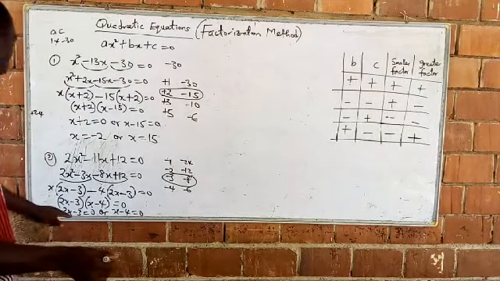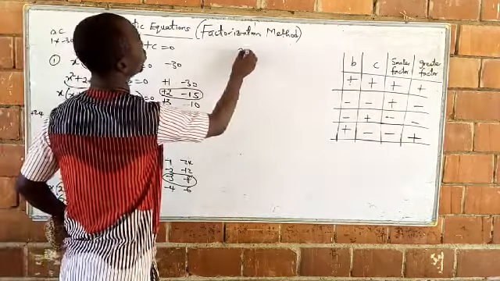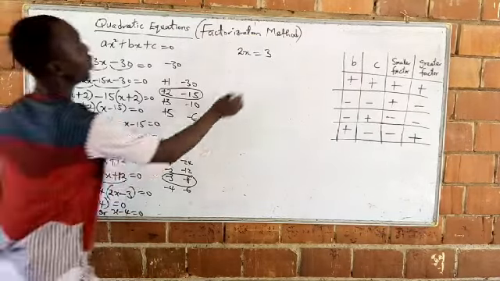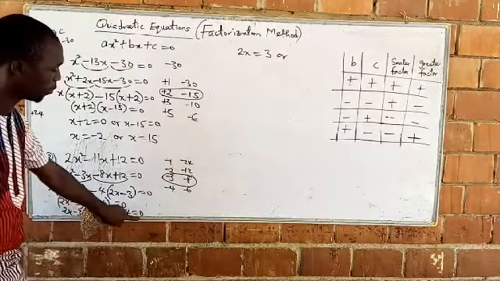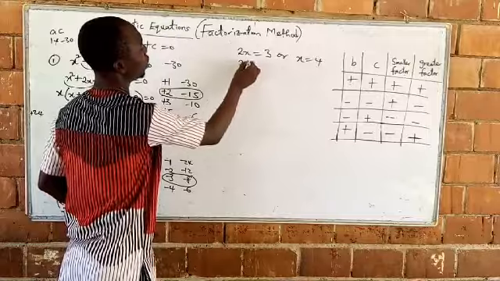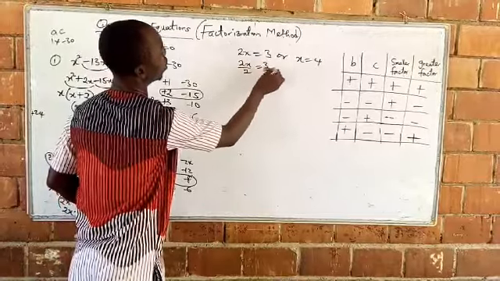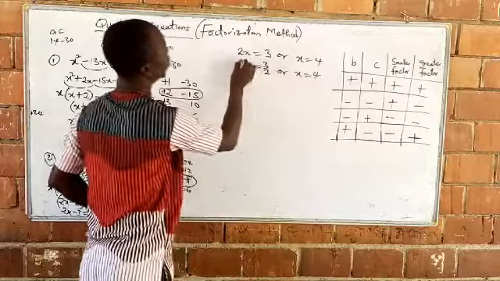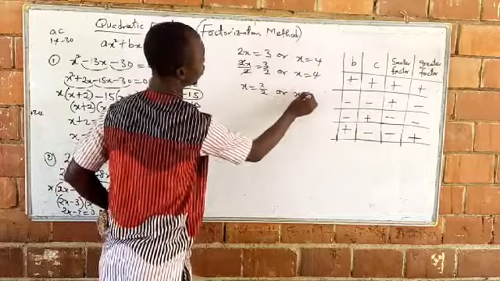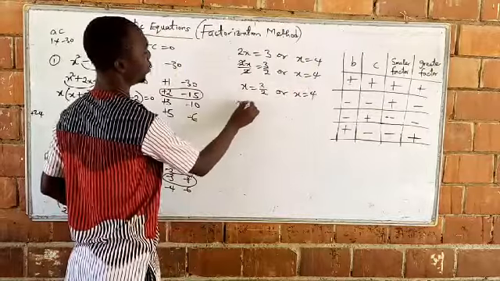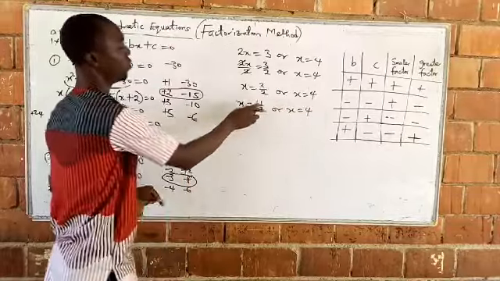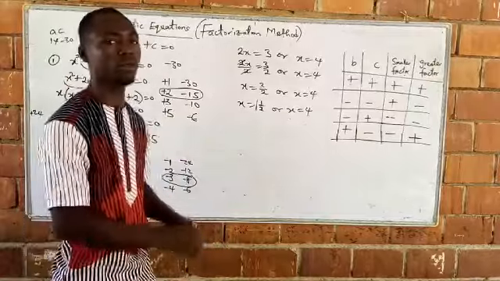Then, if 2x minus 3 equals 0, it means 2x equals 3. When the 3 crosses to the other side, it becomes positive. Or x minus 4 equals 0 becomes x equals 4. So if you divide both sides by 2 here, 2 cancels 2, we are left with x equals 3 over 2 or x equals 4. You can express this one as a mixed number. 3 over 2 is 1.5 or x equals 4.